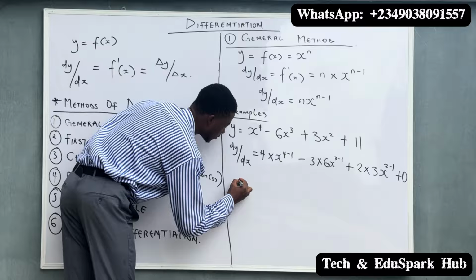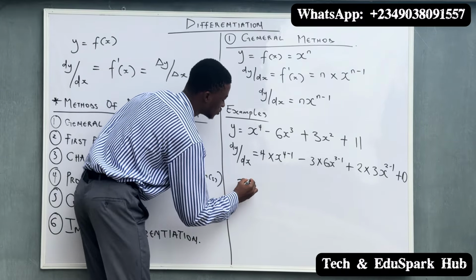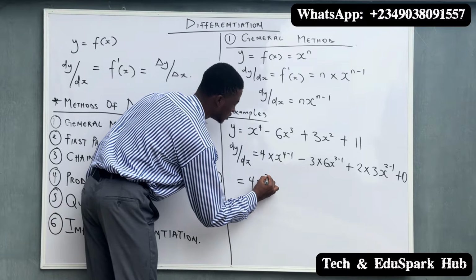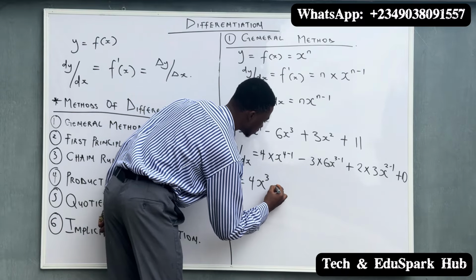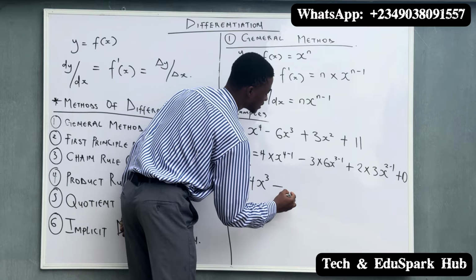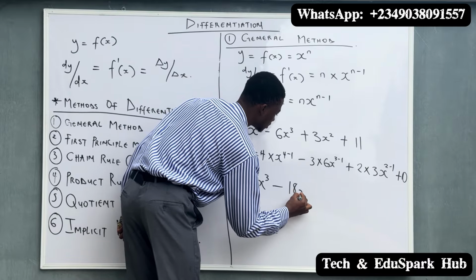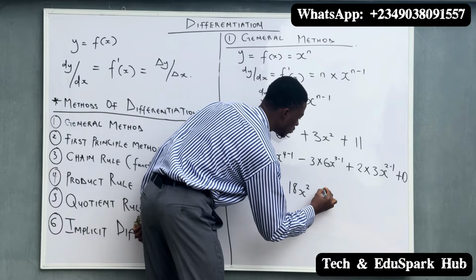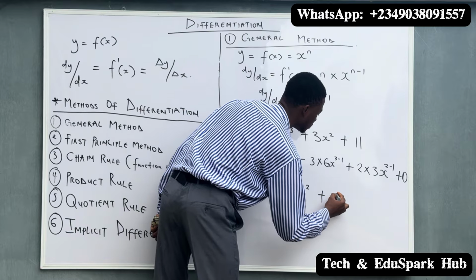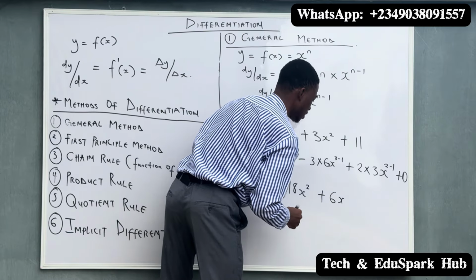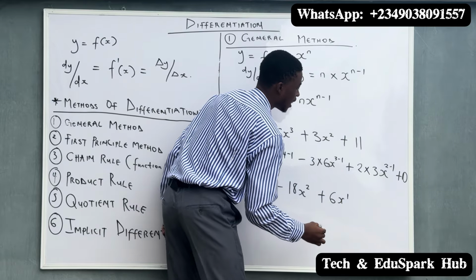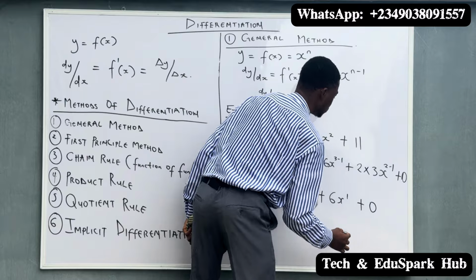So in solving further, we have 4 multiplied by x to give us 4x. And also 4 minus 1 will give us 3. And we have this minus. So 3 multiplied by 6x will give us 18x. And 3 minus 1 will give us 2. And we have plus. So 2 multiplied by 3x will give us 6x. And 2 minus 1 will give us 1. And lastly, we have plus 0.